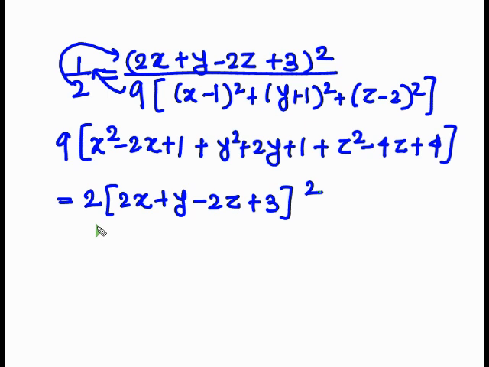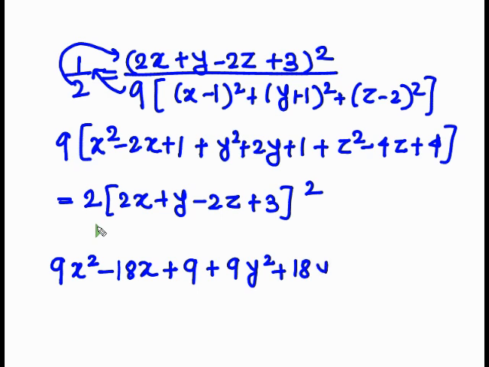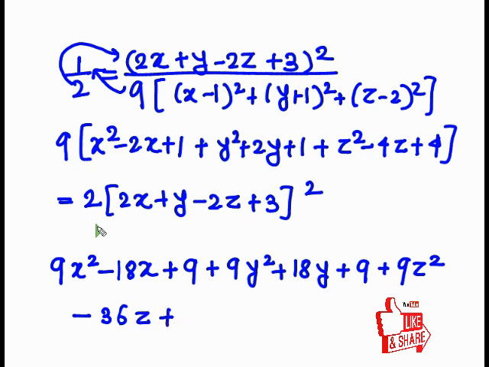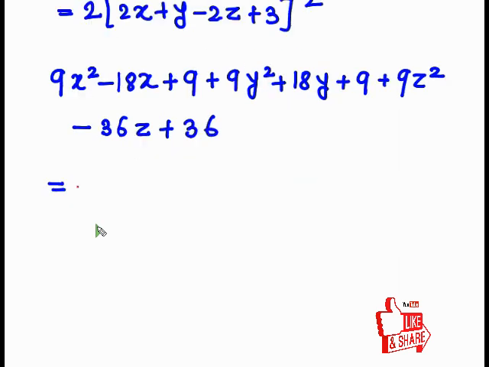Now we already studied how to take the square of the four terms. Before going for that, first of all we write the left hand side term in a simplest form. So we get 9x square minus 18x plus 9 plus 9y square plus 18y plus 9 plus 9z square minus 36z plus 36 is equal to 2.